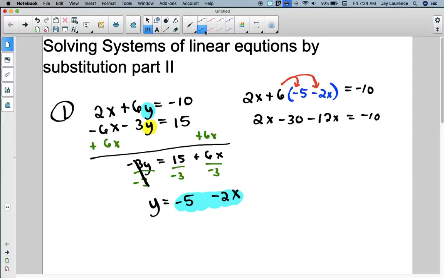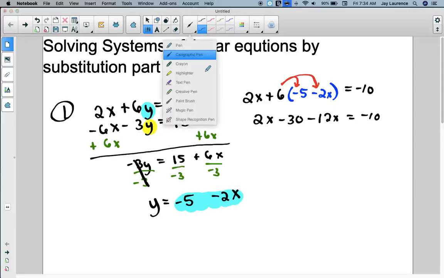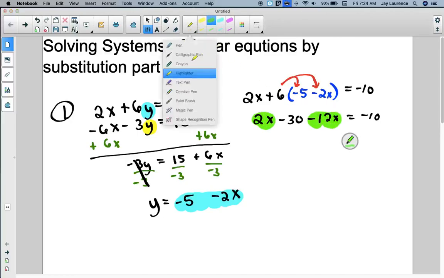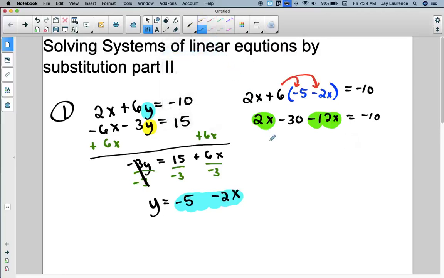My next step will be to combine like terms. You should be able to see the like terms here. I'll highlight them, 2x and a negative 12x. Notice I count the negative with the 12. It's not 2x and 12x, it's 2x and negative 12x. So when I combine those, I get negative 10x minus 30 equals negative 10.